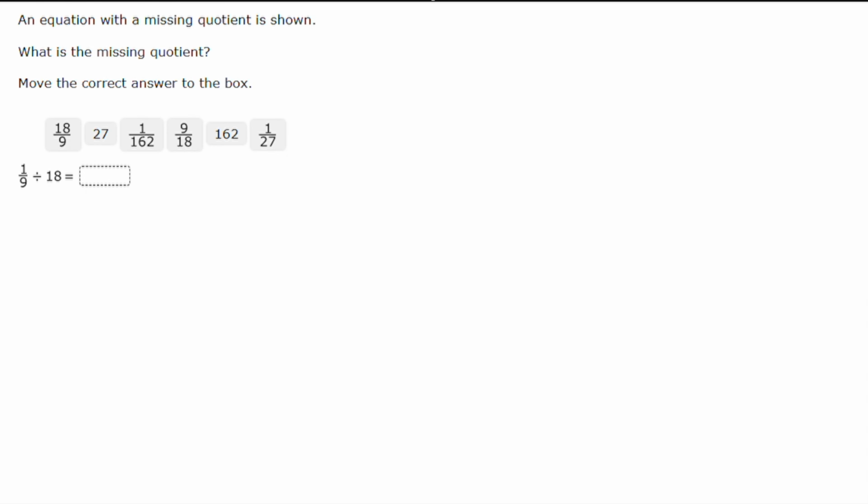This is actually very simple. Whenever you have a fraction, in this case we have 1/9, we have 1/9 divided by 18. Now, how do we solve this? Well, when you're dividing by fractions, it's best to make sure that both numbers are represented as fractions. So in this case, 1/9 is a fraction, but 18 is not a fraction.